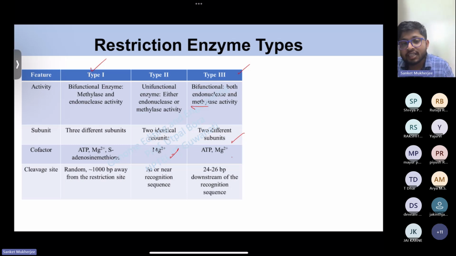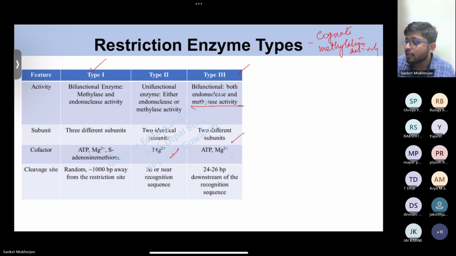Now, it is possible that these restriction enzymes could also cleave the DNA of the organism itself, like the DNA of the bacteria itself. To prevent that, the same restriction enzyme has a cognate methylation activity. It methylates its own DNA, so that once this DNA is methylated, it is no longer recognized by the restriction enzyme for restriction. So it prevents its own DNA's degradation. But if a foreign DNA comes in, then it essentially cuts that DNA. That is how it works.